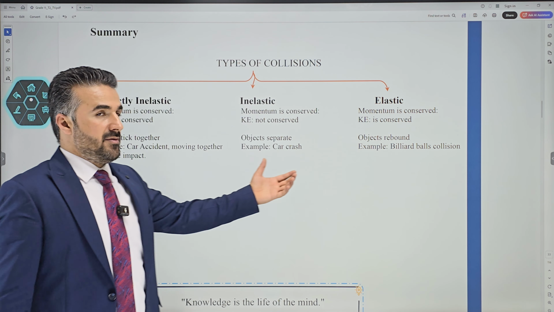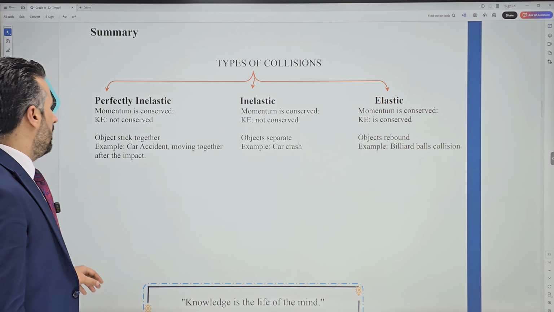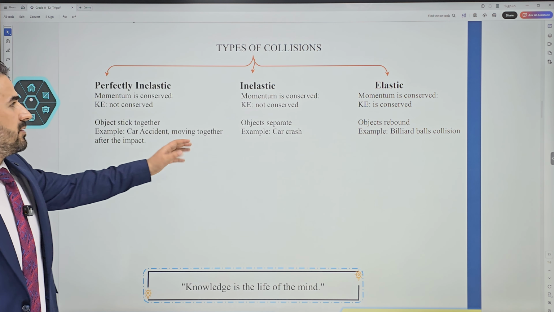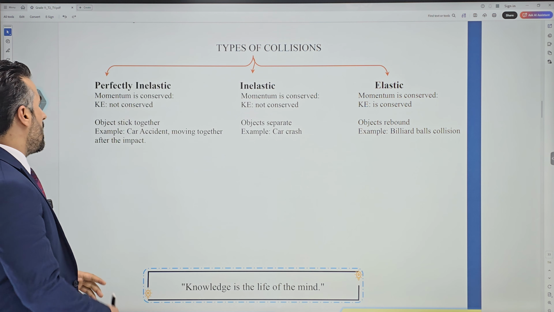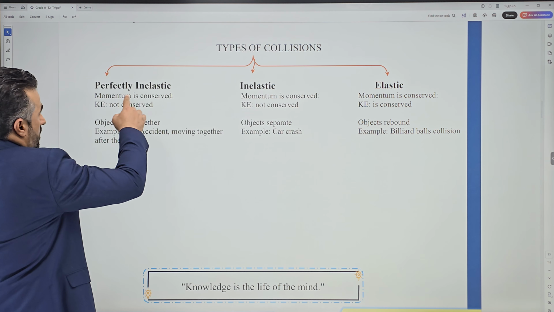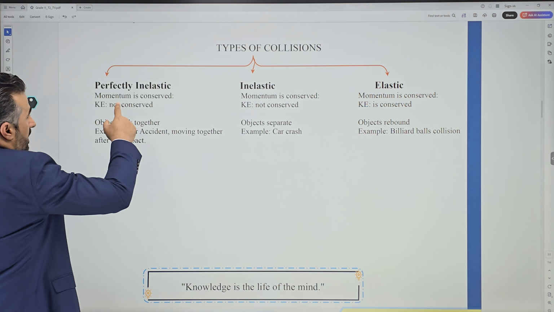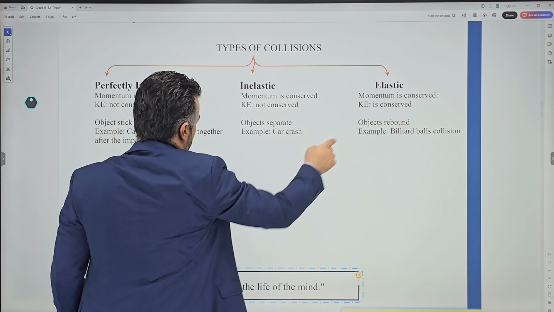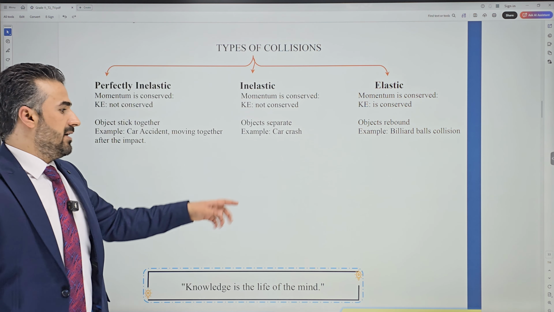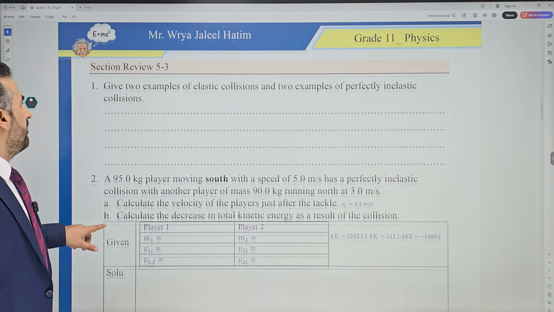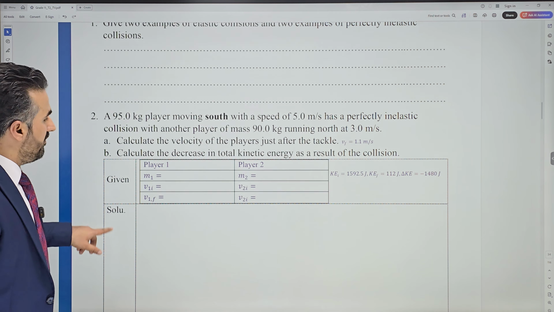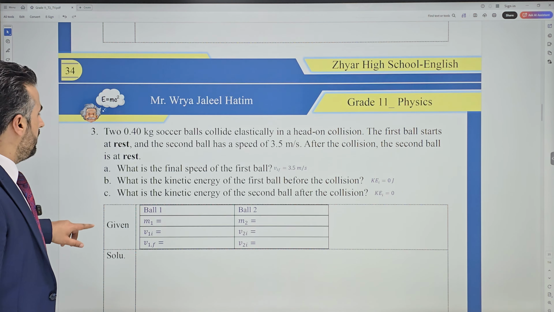The three types of collision. There's perfectly inelastic, and momentum is always conserved in every single one of them. But kinetic energy is not always conserved. These are, I believe, nothing new here at these points.